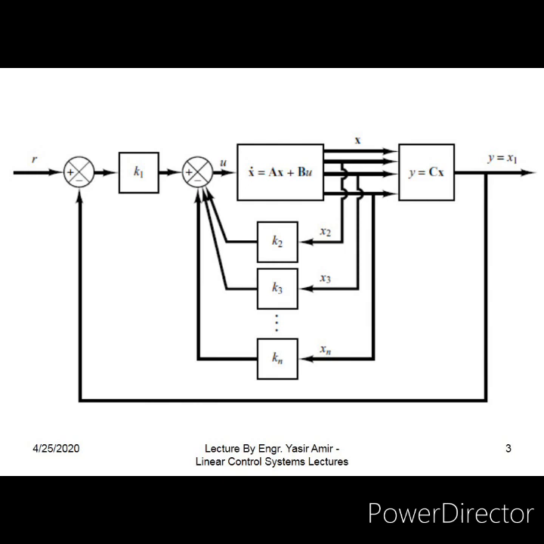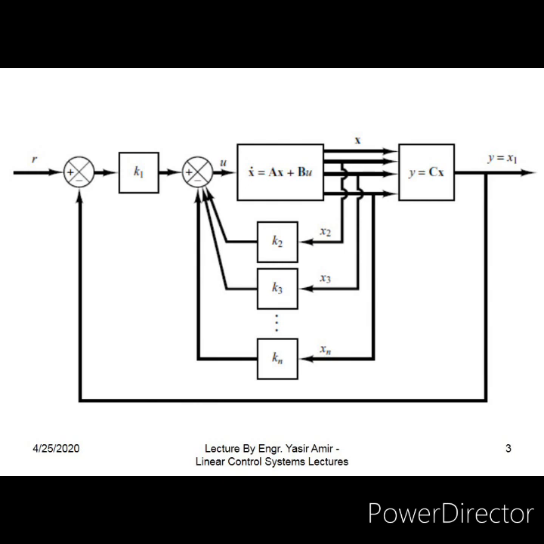They are supposed to follow the input signal. The output must follow the input signal, that is R in this case. So the difference between R and Y, since X1 is the output Y, is our error signal, and that is going through K1 into the system. So this is the overall block diagram of our type 1 state variable feedback control of a type 1 servo system, and we want to design these K1, K2, K3 up to Kn.